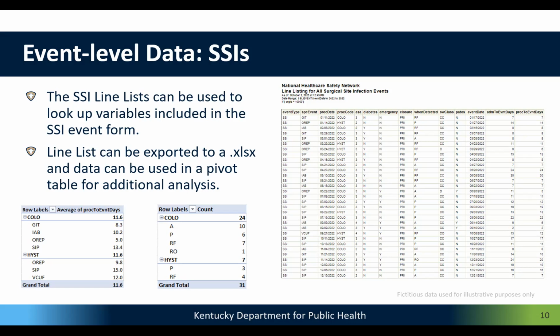Line lists can be generated for each HAI type, not just surgical site infections, but also CLABSI and CAUTI. For example, a line list for CLABSI could be used to see the events that were included within the SIR, or could be used to see the events that were excluded from the SIR and why they were excluded. Or say we wanted to look at the percentage of CLABSIs that had a dialysis line in place.